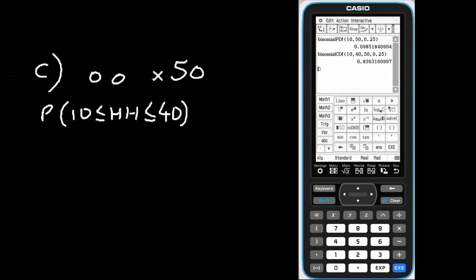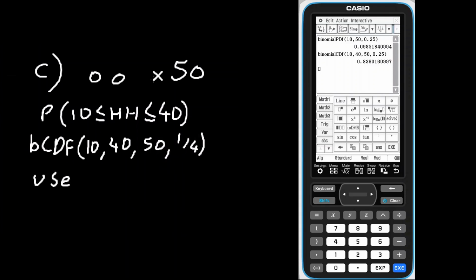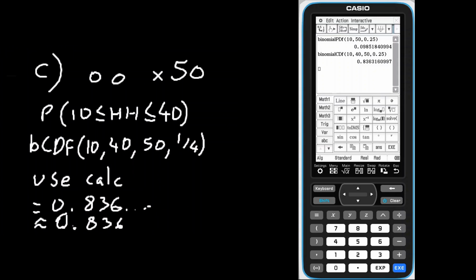0.8363. So what you can do is just say B CDF and then put all the numbers in. And say use calc. And then say that's equal to 0.836, and I'll just say that's approximately 0.836. Okay, so that's the answer to part C.